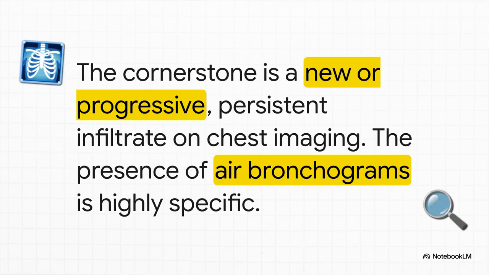But all those clinical signs, they're not enough on their own. The absolute, without a doubt, cornerstone of this diagnosis is the chest imaging. You have to see a new spot on the lung, a new infiltrate that's either getting worse or just sticking around. And here's a little pro tip for you. If you see something called air bronchograms, where the little airways look like dark tunnels running through a white, hazy lung, that is super specific for pneumonia. It's a really strong sign.